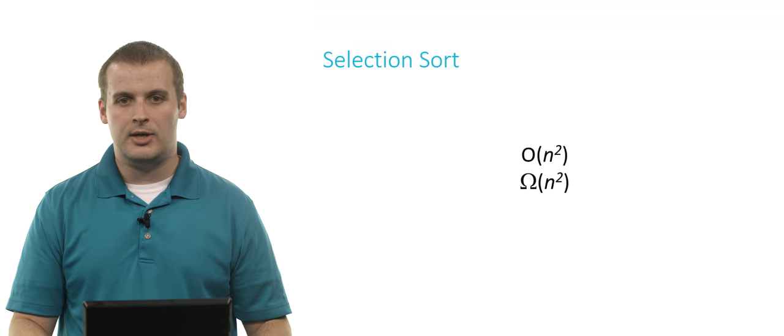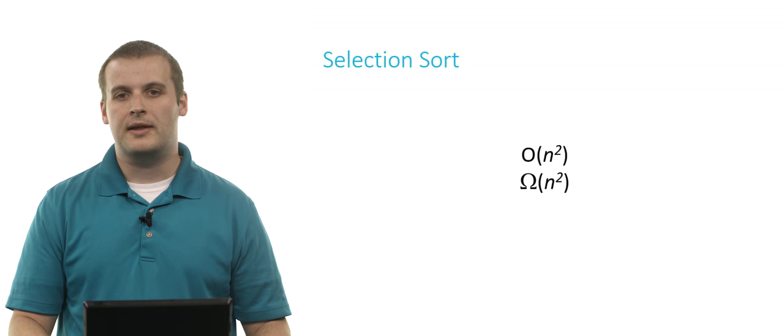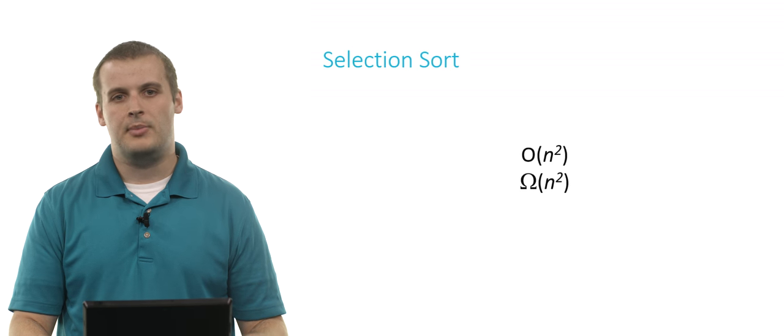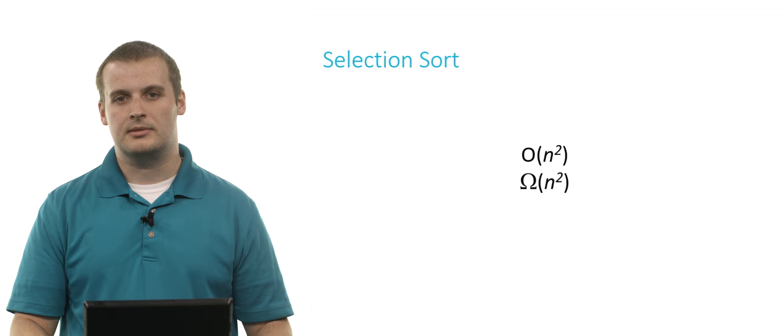Did you guess big O of n squared and big omega of n squared? You'd be right. Those are, in fact, the worst case and best case runtimes for selection sort.